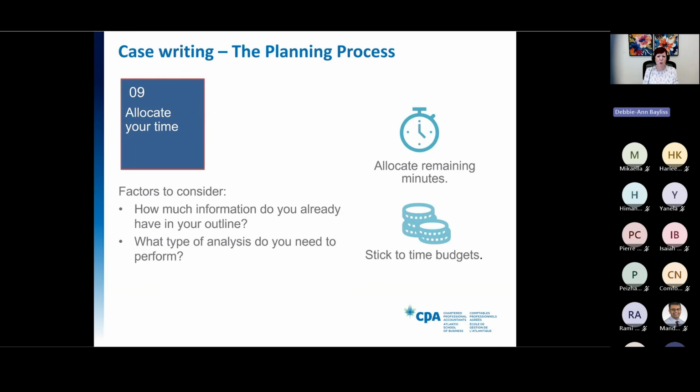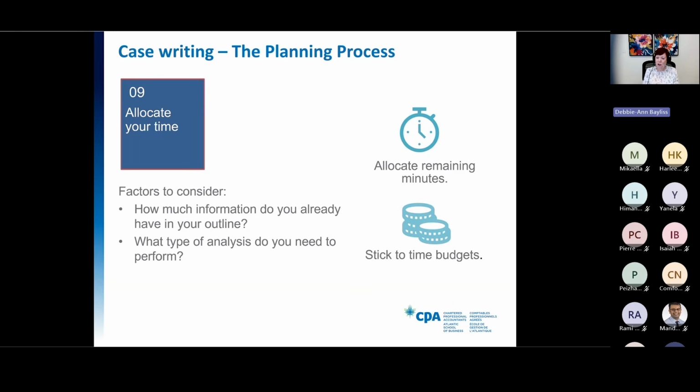If you need to perform a SWOT analysis and you have everything, you have the relevant case facts, and you just need to put in the why and the impact, that's going to take you a lot less time than if you need to perform a quantitative and a qualitative analysis before you provide a recommendation. Now, it's very important that you not only allocate that time, but stick to your time budgets. Because again, the goal is to complete all the assessment opportunities to the best of your ability, because that increases your chances of passing each of those levels.